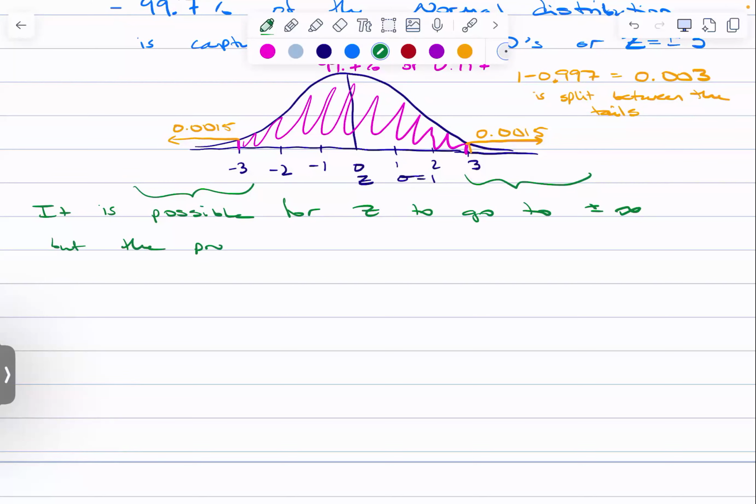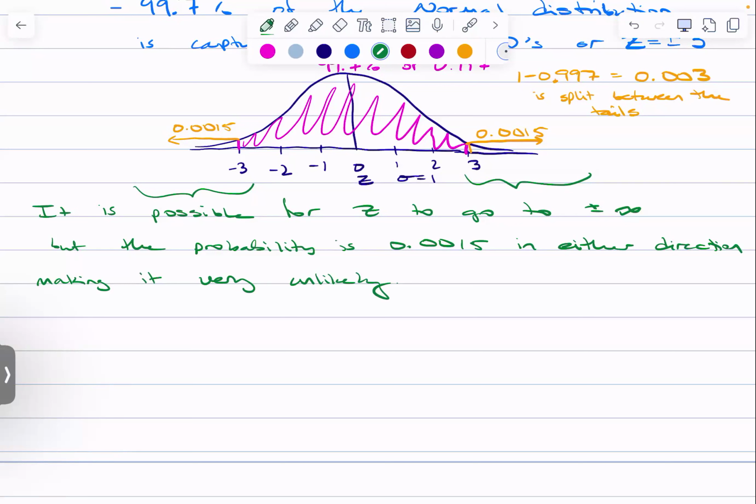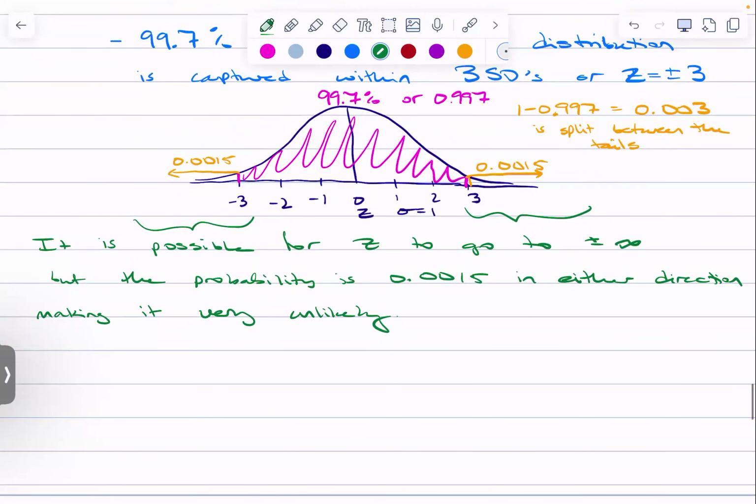But the probability is 0.0015 in either direction, making it very unlikely. So it's possible, but unlikely.